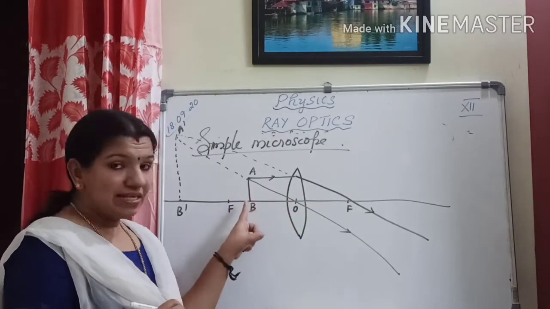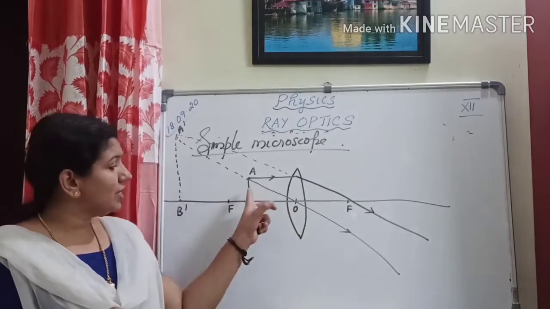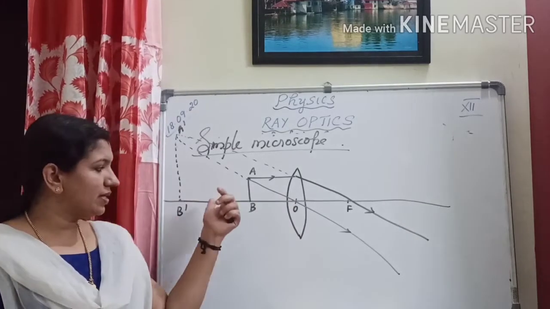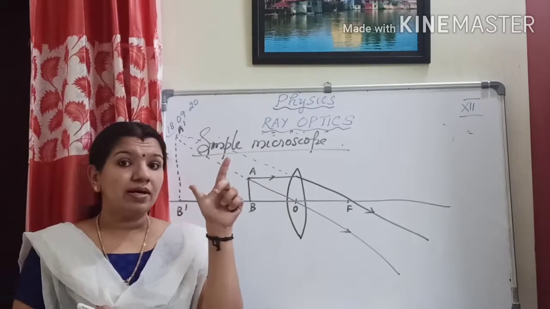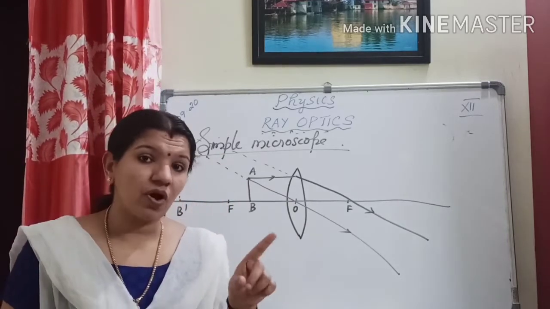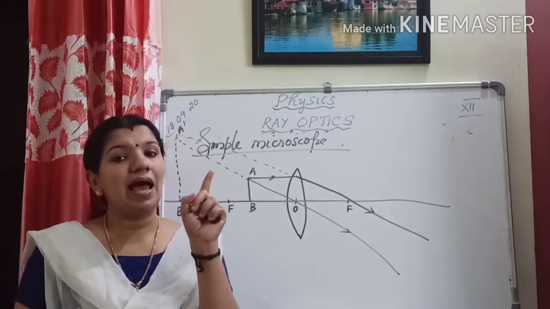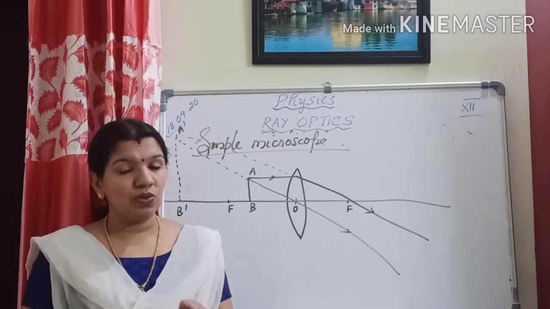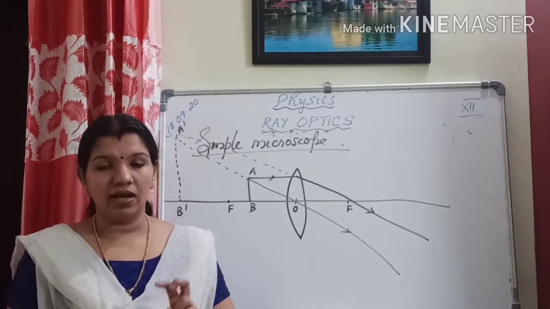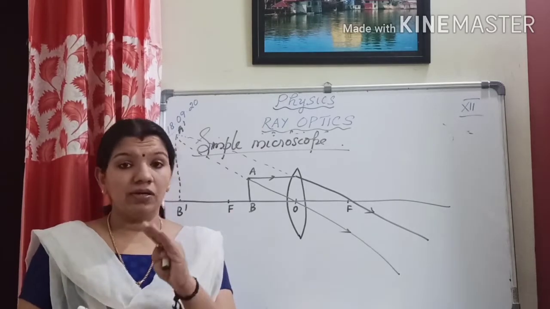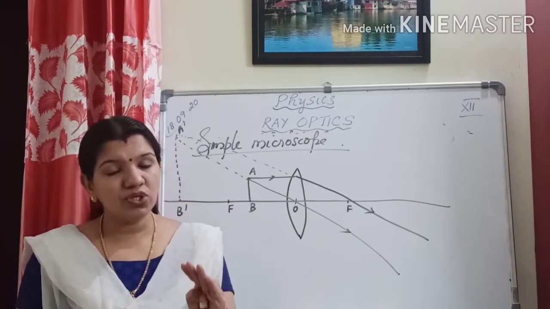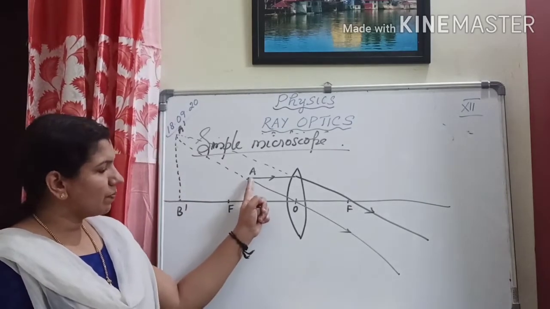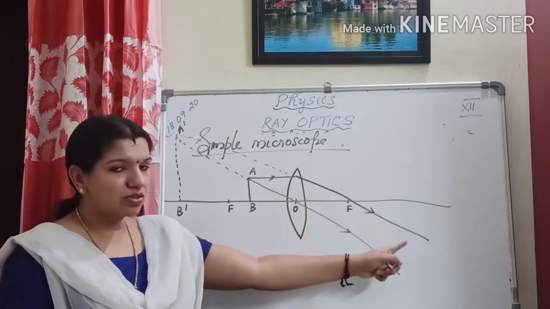Then you have to place the object in such a way that the object should be between the focus and the optic center. Clear? Between the focus and optic center. Now you have to remember that condition where in the case of convex lens we are getting a virtual and erect image, a magnified image. What is that case? Yes, when the object is placed between F and O. Understand? When the object is placed between F and O, you are getting a virtual and erect image which is magnified also.